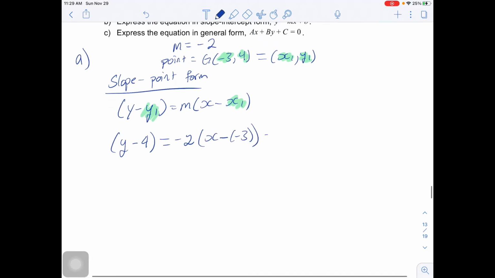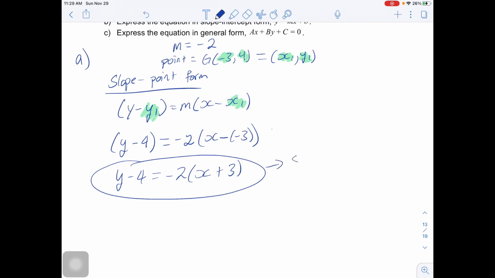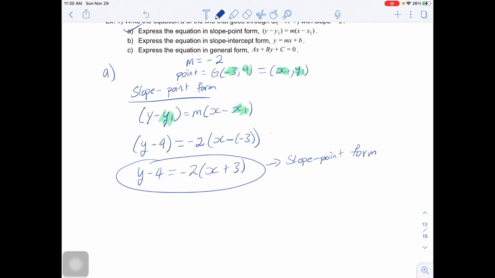And then from there, I'm just going to clean it up a tiny bit. I'm not going to manipulate it too much, so let's actually put it below. I'm going to represent it as y minus 4 equals -2 times (x, and then remember, a negative and a negative make a positive, so +3). And there is my equation in slope-point form. So there's A. A has been completed.